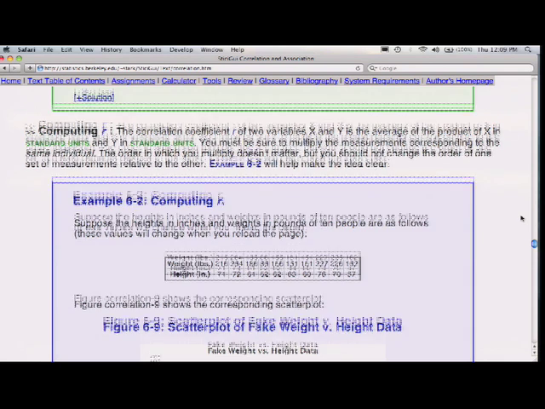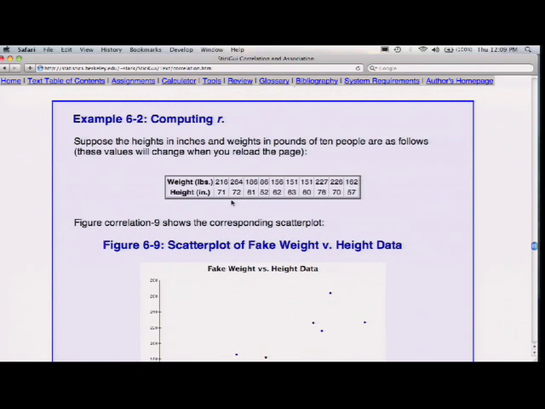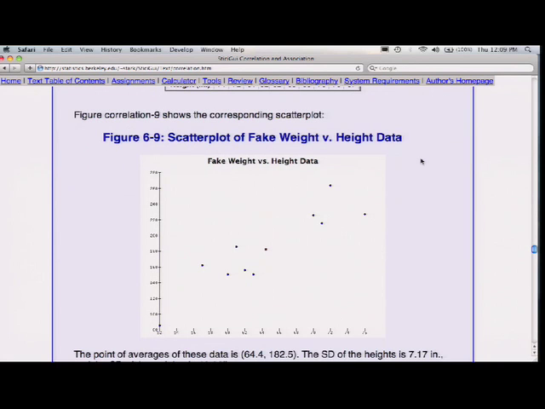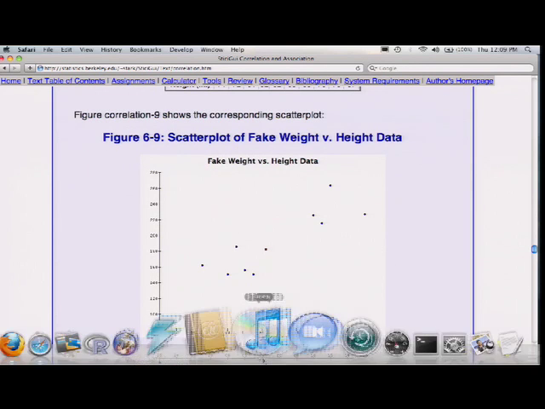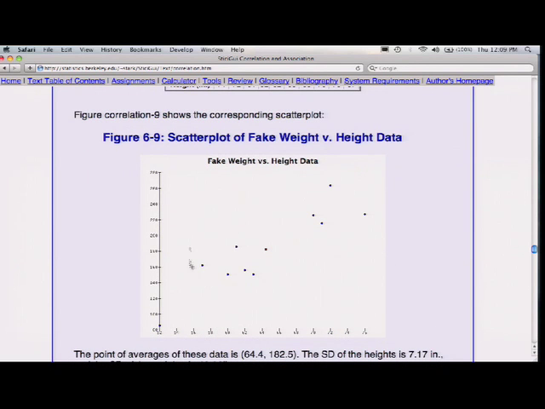Right, so here's an example. We have a list of weights of people in pounds and their heights in inches. So this is one person who was 71 inches tall and weighed 216 pounds. Here's a scatter plot for these fake data. What would you guess the correlation coefficient to be? There are not very many points there, but 0.6, 0.7, somewhere around there. Positive, clearly positive. Yeah. All right.